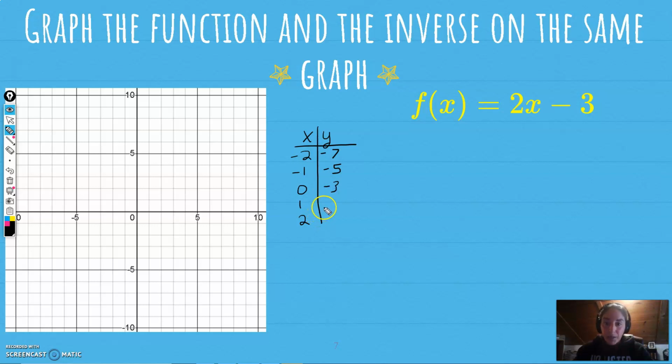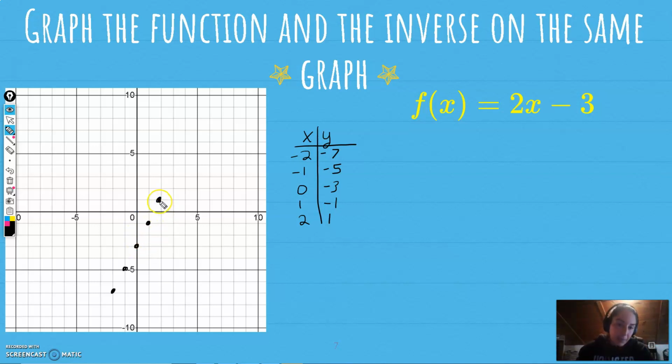Plug in 1. 1 times 2 is 2. 2 minus 3 is negative 1. Plug in 2. 2 times 2 is 4. Minus 3 is 1. Now let's graph those. Negative 2, negative 7, negative 1, negative 5, 0, negative 3, 1, negative 1, 2, 1.